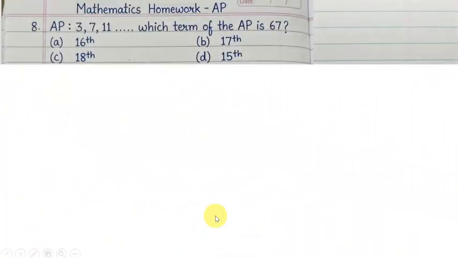Now next, here is question number 8. AP 3, 7, 11. Which term of the AP is 67? Again here we'll apply the same formula. An is equal to A plus (n minus 1) into d. An is 67 here. What about A? A is 3, and d is 4.